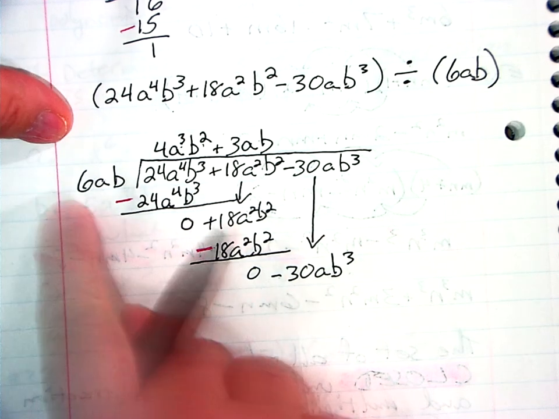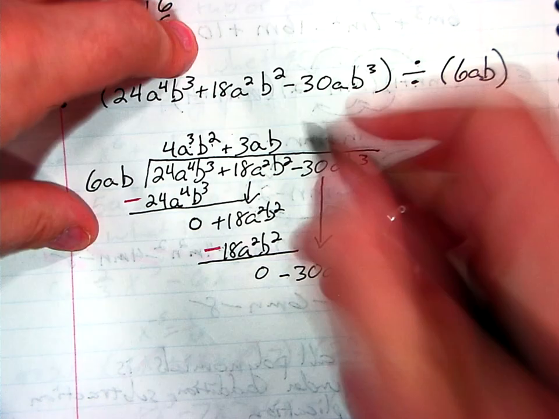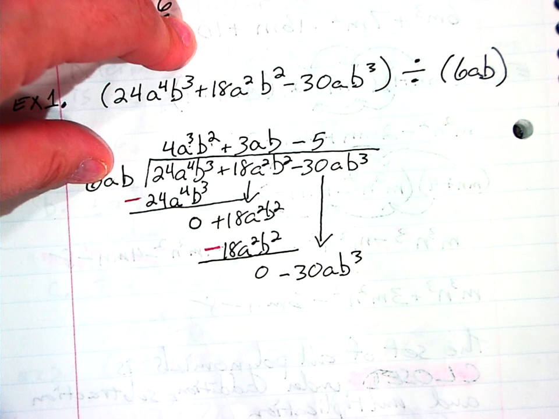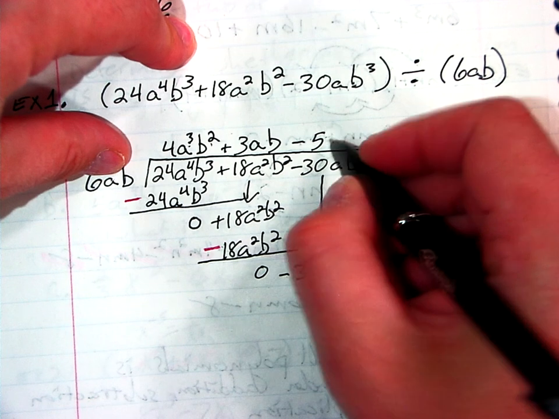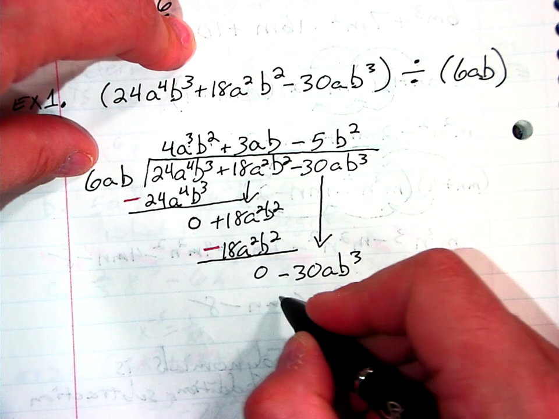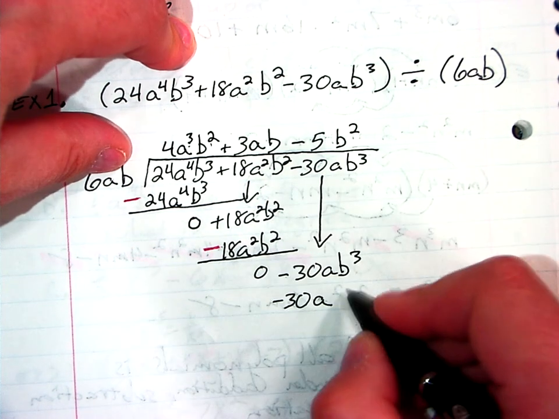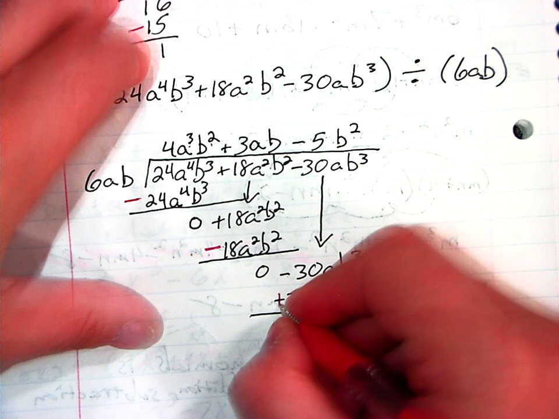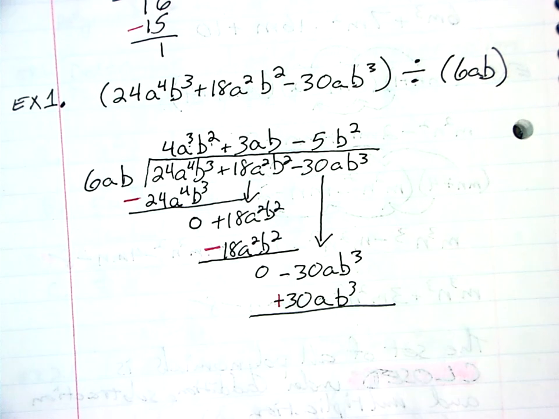All right, 6 times what is negative 30? Negative 5. It wants an A, and we have an A, so do we have to bring any A's? Nope. It wants a B cubed, we have a B squared, so how many more B's do we need? Negative 5 times 6 is negative 30. B squared times B is B cubed. Remember, change your sign, and then it goes away. So that is our final answer up there.